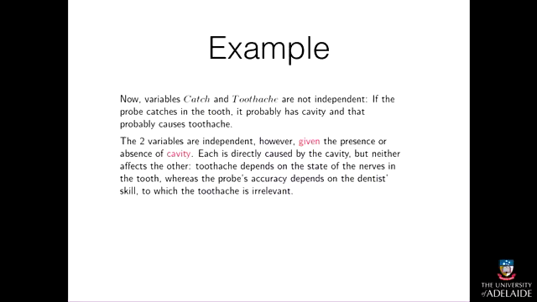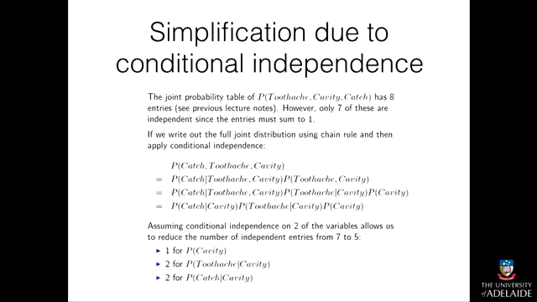But given the presence or absence of cavity, these two random variables become conditionally independent. Because in this case, the toothache will only depend on the state of the nerve in the tooth, and the probe's accuracy depends on the dentist's skill. So then it becomes irrelevant to toothache. And just like with absolute independence, with conditional independence we can simplify the joint probability.